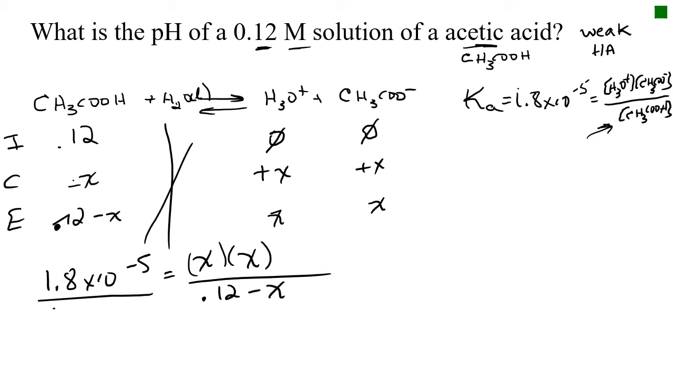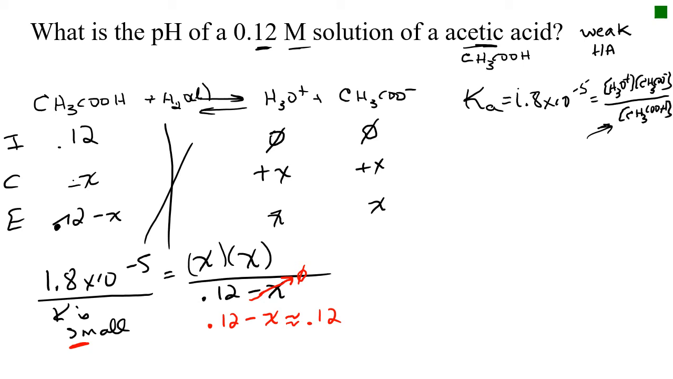So we're going to have 1.8 times 10 to the minus 5 is equal to X times X over 0.12 minus X. Now note here, K is small. The first thing we're going to do is set this value of X on the bottom equal to 0, and we're going to assume that 0.12 minus X is about equal to 0.12. Again, why? Because K is small.